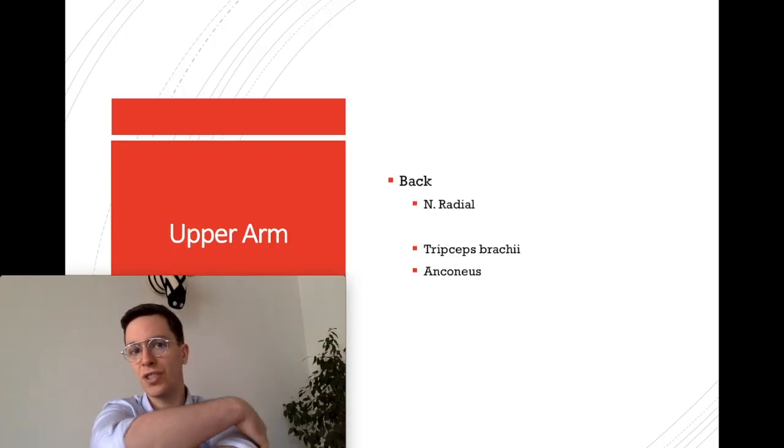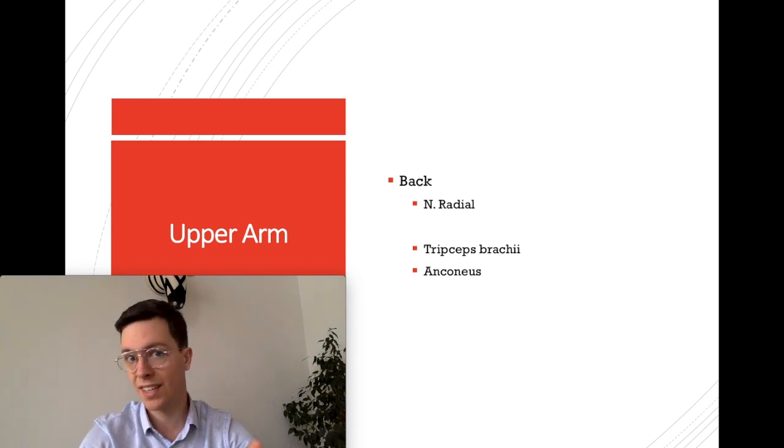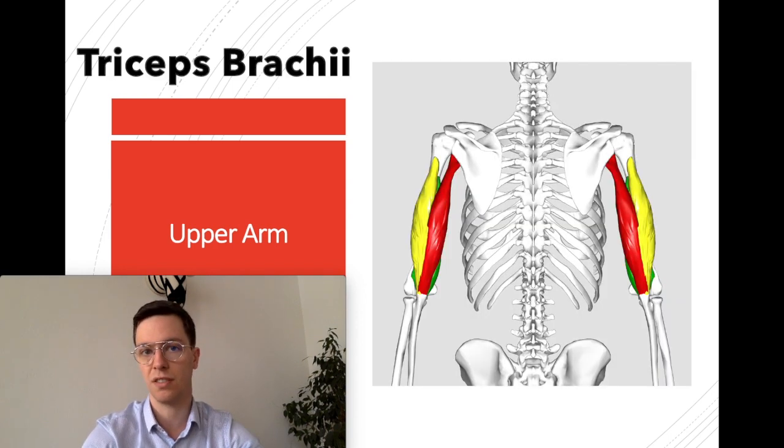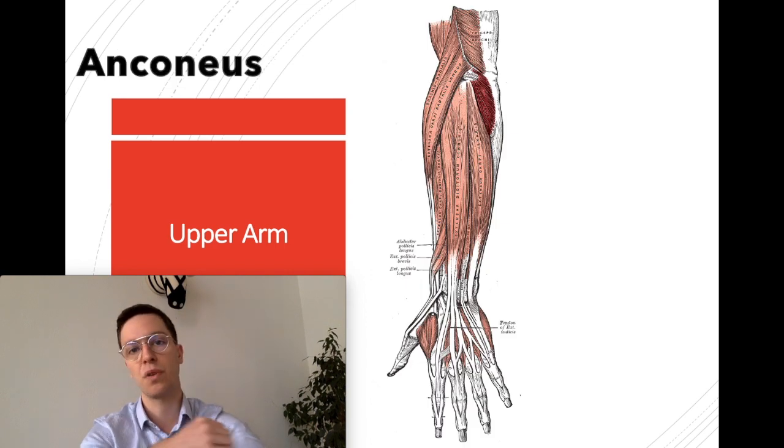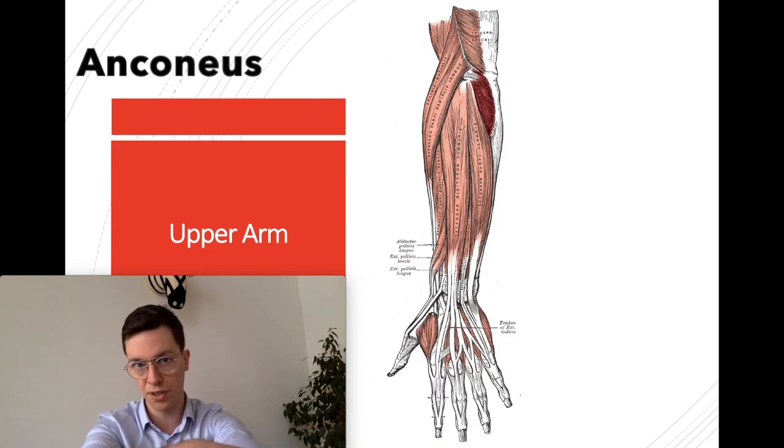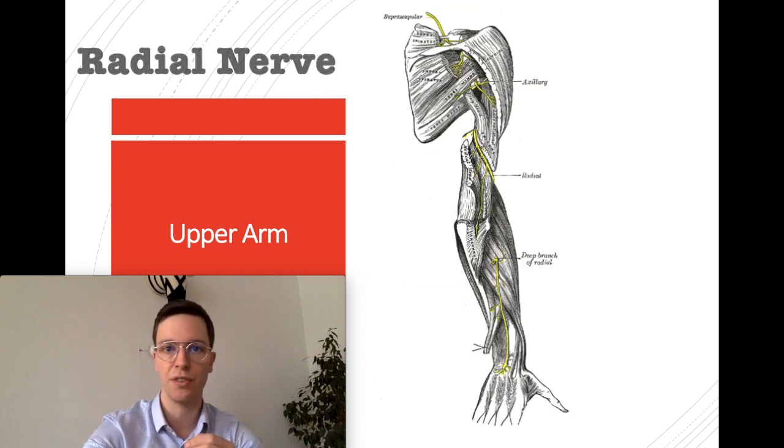So let's get started. Let's start with the anatomy of the posterior side of the upper arm. In the upper arm you have only one big muscle, which is the Triceps Brachii, and you have one smaller muscle, which is the Anconeus Muscle. Both are innervated by the radial nerve.